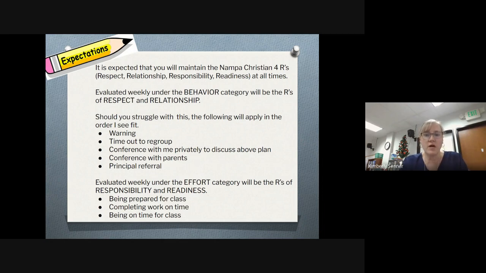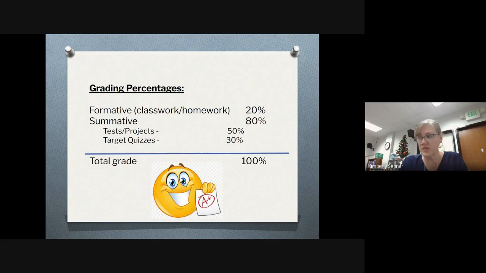All right, moving on to grading percentages. So as you all know, we have both formative and summative grades. And your formative grades are anything we do in class or anything that I deem as homework that goes under your 20% grade. And then summative is 80% of your grade. Under that 80%, 50% of the 80% is tests and projects. And then 30% of that 80% are your target quizzes.